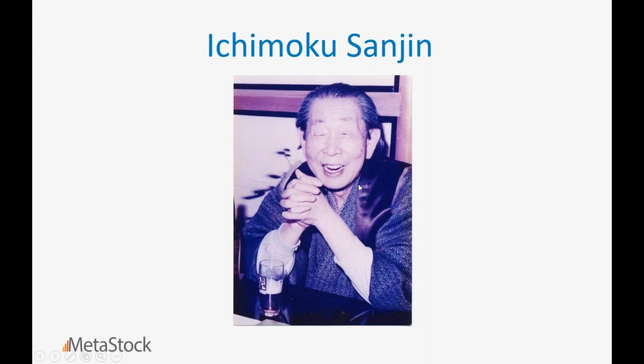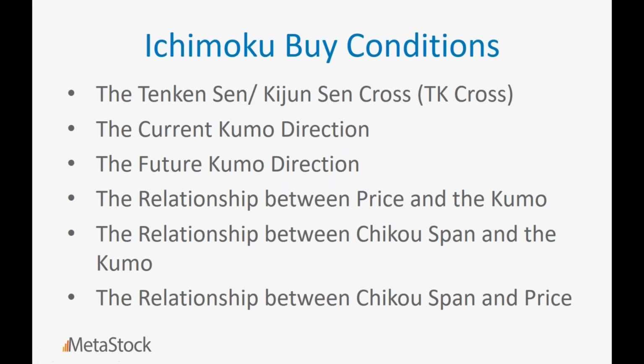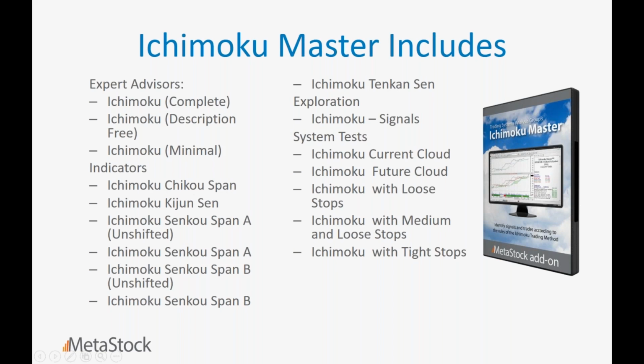Ichimoku Sanjin was the name I slaughtered earlier. He's the guy that created it. Now, these are the 6 main buy conditions, and we showed you how it scores all of those buy conditions, helps you find them, helps you scan for them, and has a commentary that actually explains them.